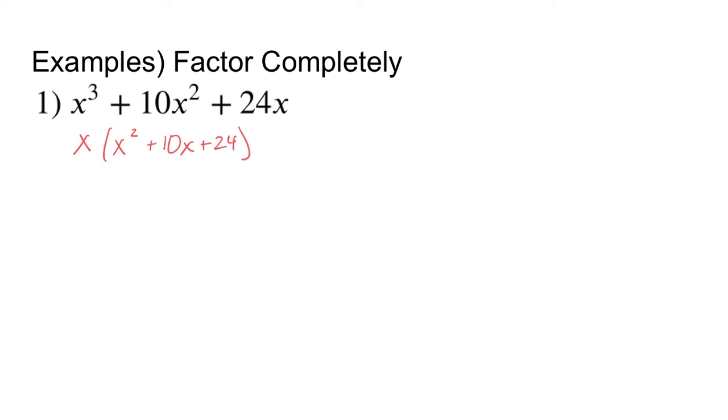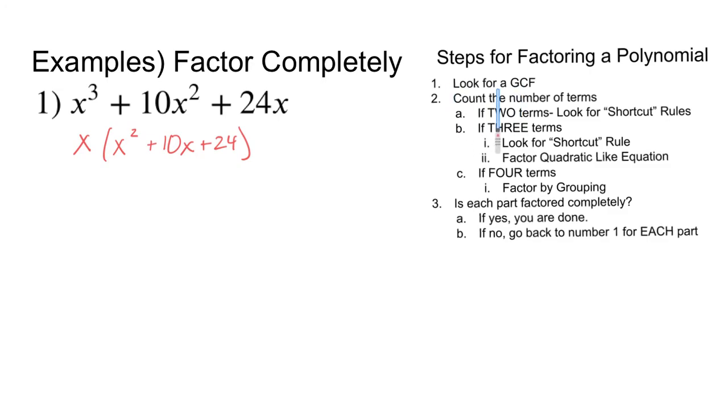So let's throw those steps from the previous slide back up here. So in this process, we've looked for a GCF and we found one. So now we're going to count the number of terms that we have left over, and we're going to look at each one of the factors individually. Now, the GCF's here, so we're not going to look at that, but inside the parentheses, we have 1, 2, 3 terms. So according to the process here, we go to part B, say if there's 3 terms, we look for a shortcut rule. Okay, not sure what that means here, but look, we can factor the quadratic-like equation.